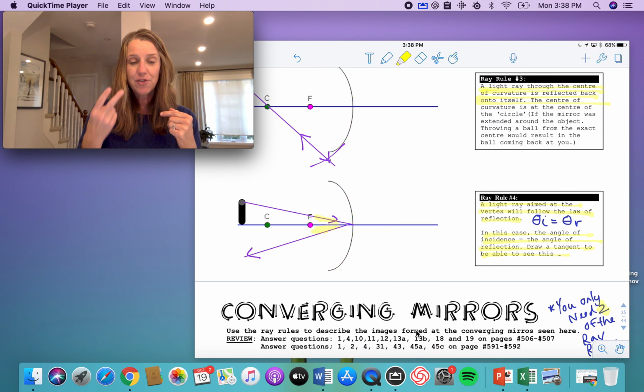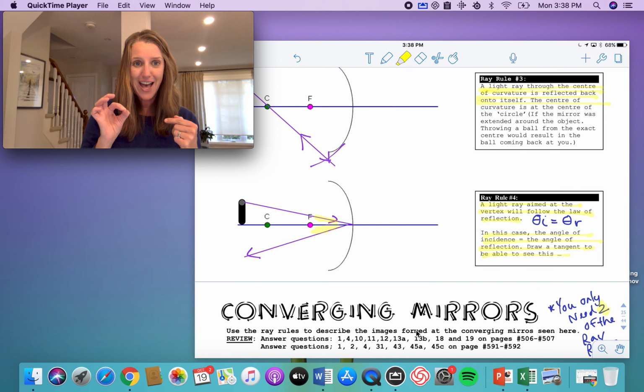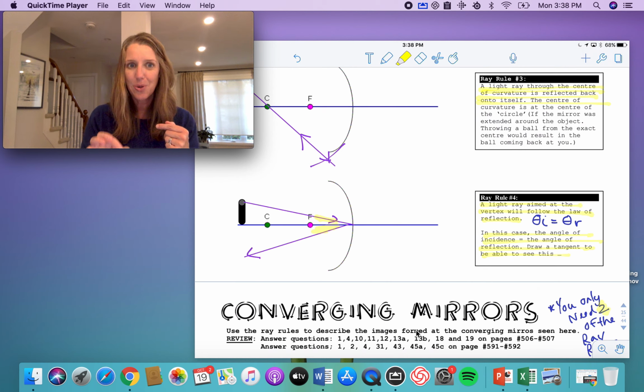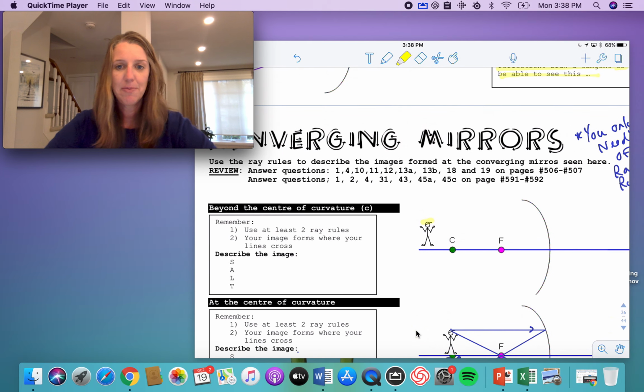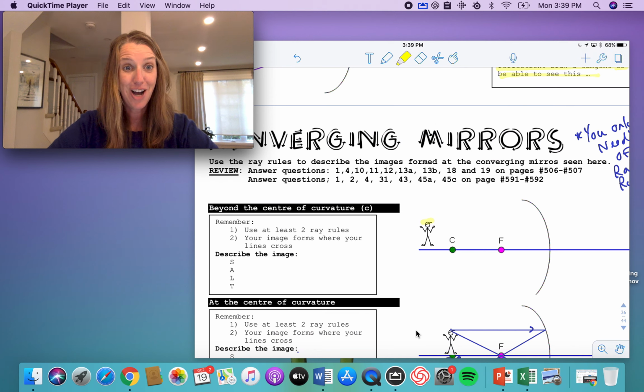Now we need to have two of these ray rules in order to figure out where the tip top of that object image is going to be. Here we go. Let's use an object this time, which is a little guy here with a hat. So we've got the top of our object and the bottom of our object, okay? Use the ray rules to describe the image formed when the reflected rays converge. And that is how it works.